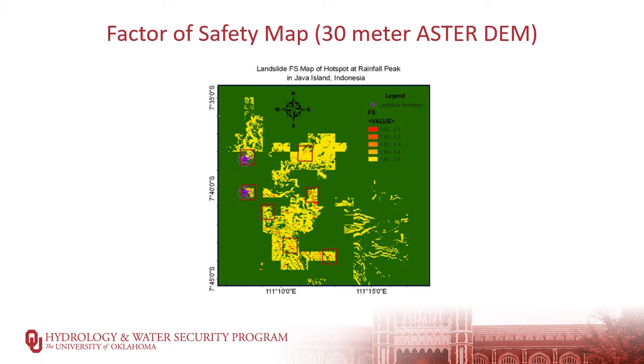This is just a quick map showing the factor of safety. This is the 30-meter ASTER digital elevation model. So you can see where the factor of safety in the model went close to 1, and that's where they would expect the highest probability of landslides occurring. And you can see the stars here actually show the landslide inventory.